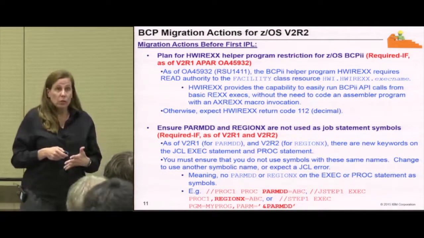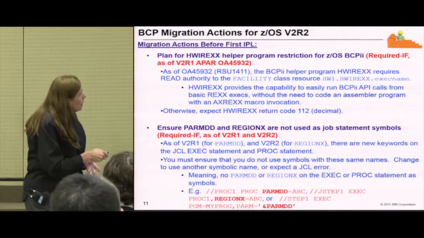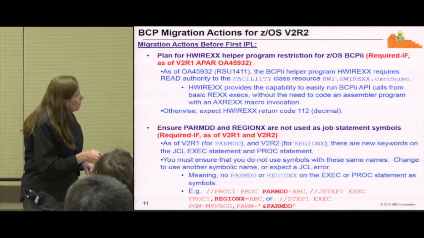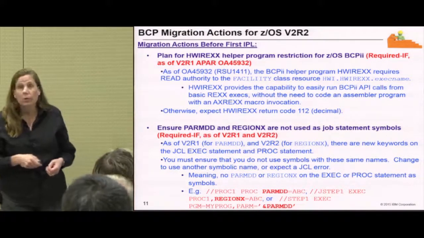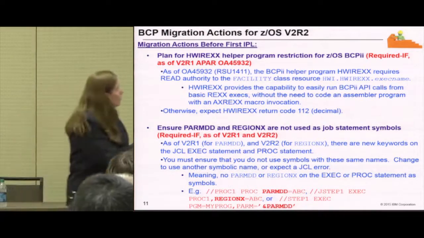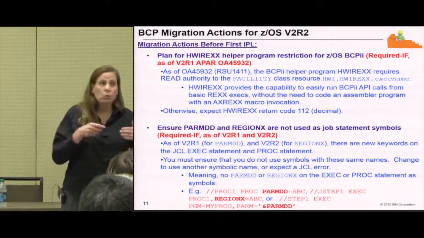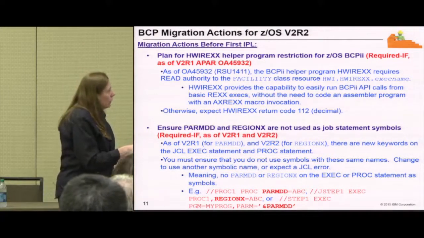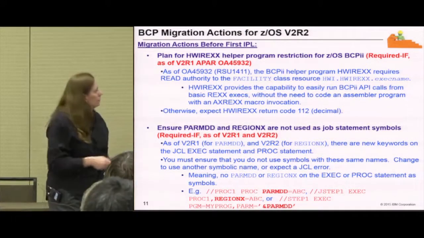However, the migration action here, as of this APAR, which is on 2.1, is that you have to let HWIREXX have read authority into the facility class profile that you can see here, or else you will get a failure, an HWIREXX return code of 112 decimal. So you need to give the helper program permission to run that REXX exec name that you put there. You can wildcard that if you want.